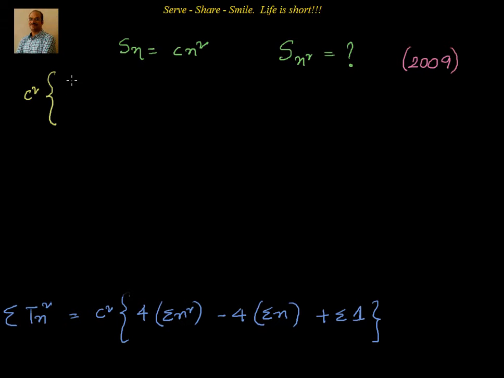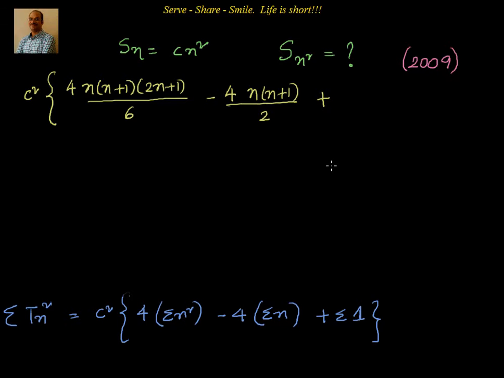Then what is the sigma n square formula? That is n into n plus 1 into 2n plus 1 by 6. So we have 4 into sigma n square, which is n into n plus 1 into 2n plus 1 by 6, minus 4 into sigma n, which is n into n plus 1 divided by 2, plus sigma 1. Sigma 1, you do n times, that's nothing but equal to n. Now we'll try to simplify this.